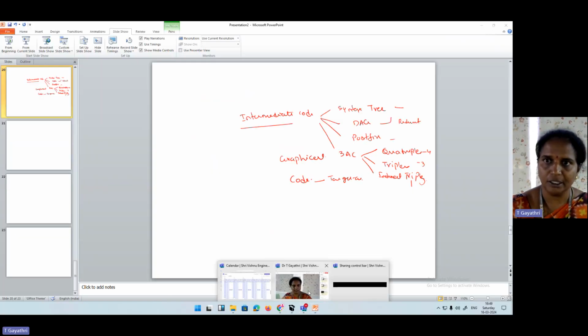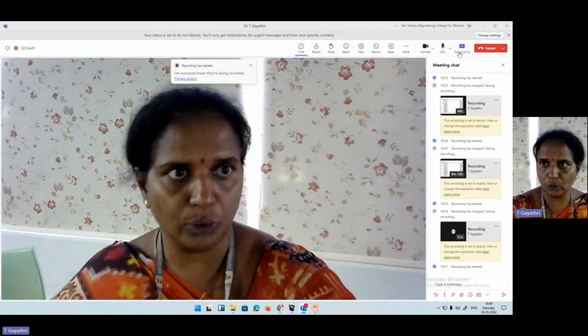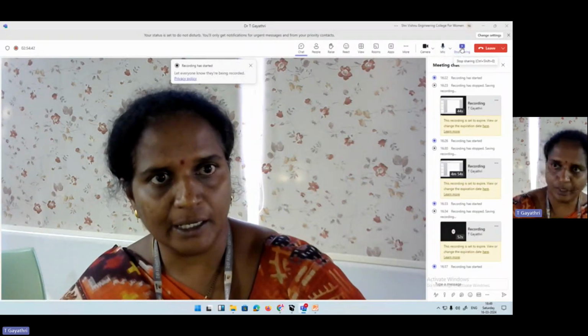So like that, the machine generating code can be represented in these 4 forms.